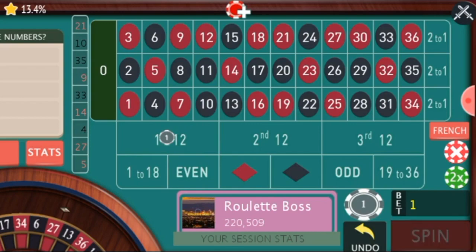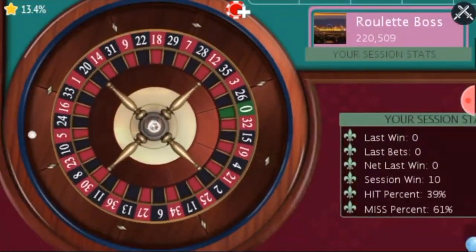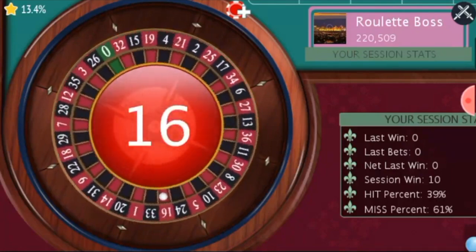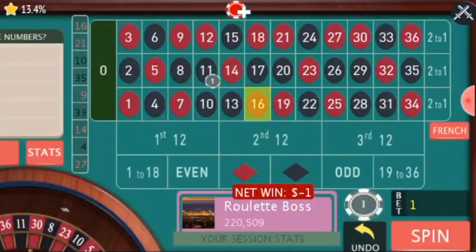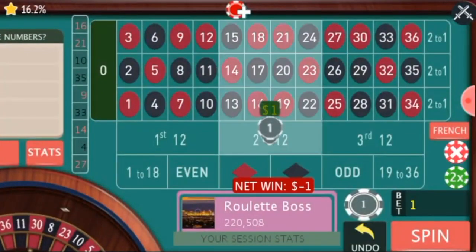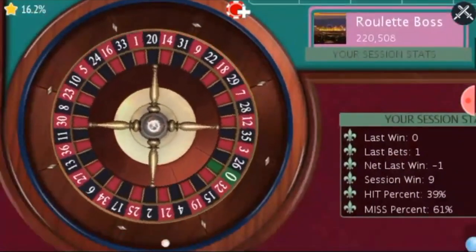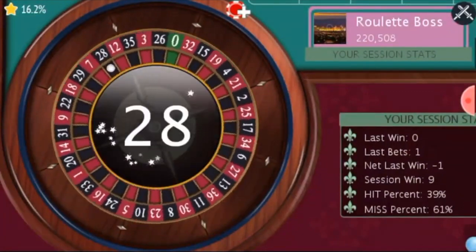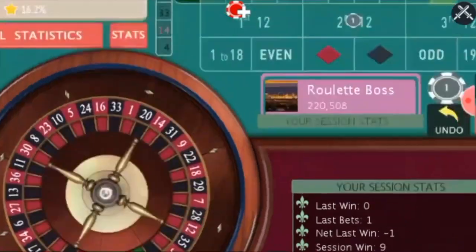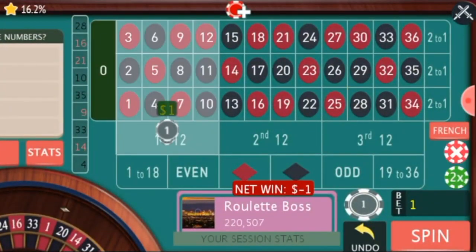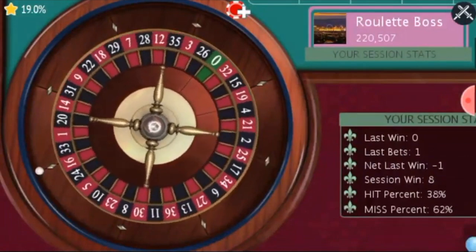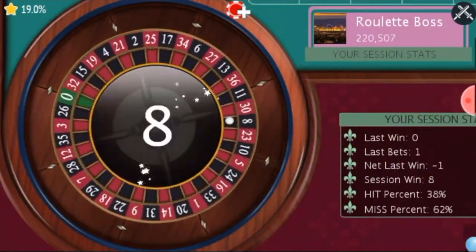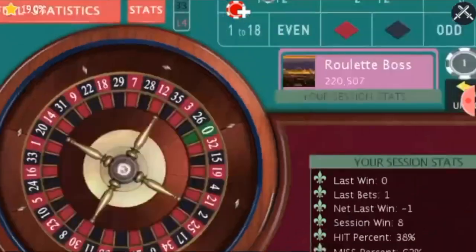I follow the chart. It tells me to bet on the first dozen. I place one unit. This is spin number one. I am playing for anything greater than 10 units in profit. My overall target is going to be 20 units. This is spin number two. I lose on spin number two. Spin number three. So I have a hit on spin number three.